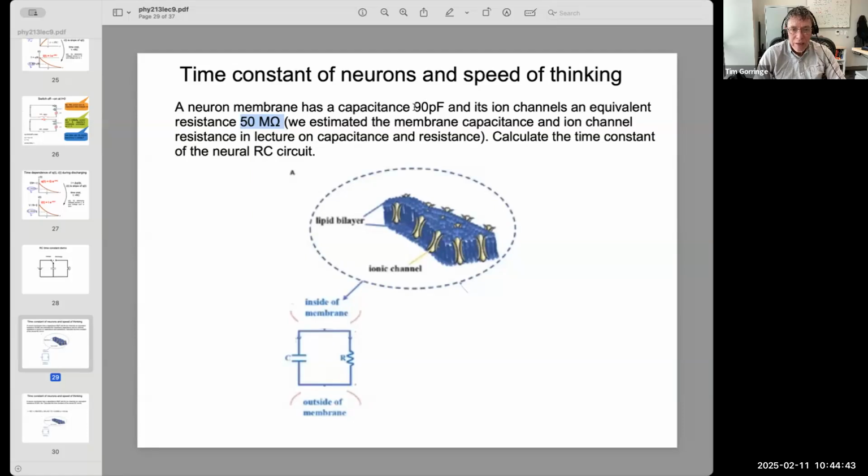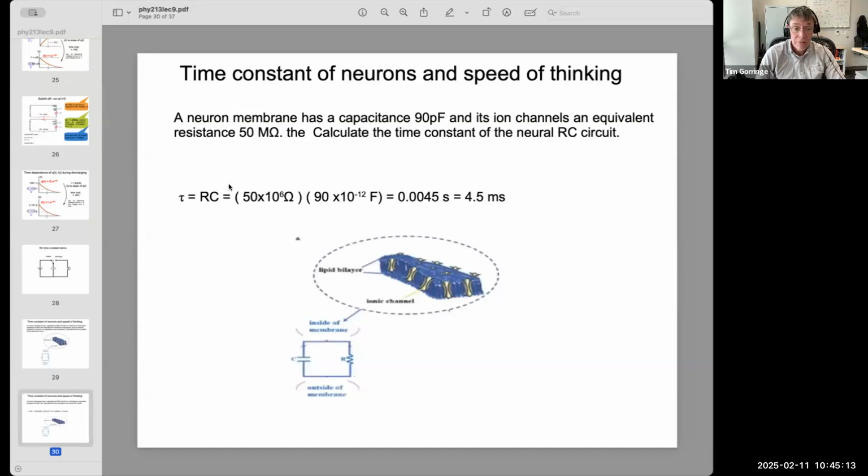So we've got a capacitance and a resistance that represent the capacitance of the membrane and the resistance of the pores. They form an RC circuit, and the question here is to calculate the time constant. So this is an example of a question, I'm not saying I am going to ask it on the exam, but I could ask you to calculate a time constant of an RC circuit on an exam. So we're going to calculate the time constant of this RC circuit.